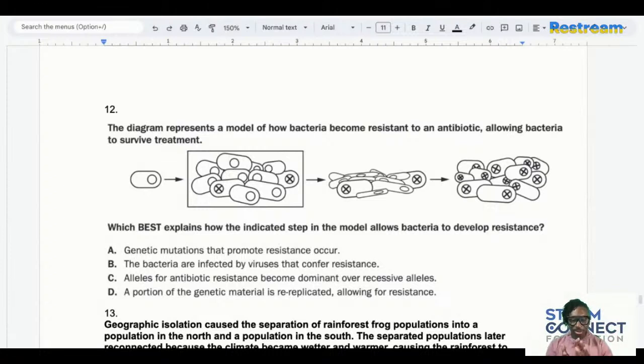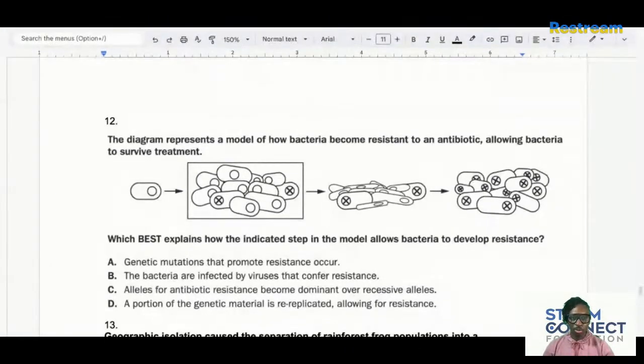Good job. That's how I want you to think about it. Something changed. So you got to think about what would cause a change in something. It would be a mutation. All right. Any questions? We're going to go ahead and wrap up.